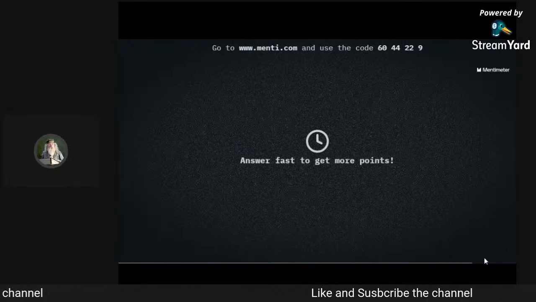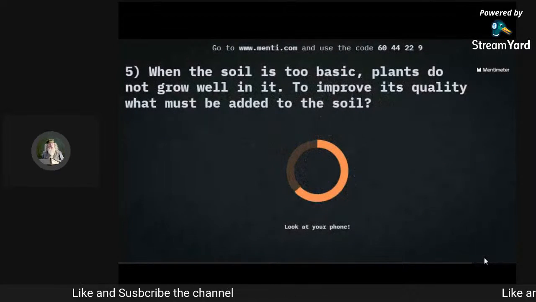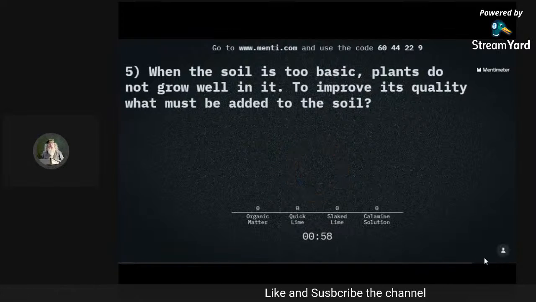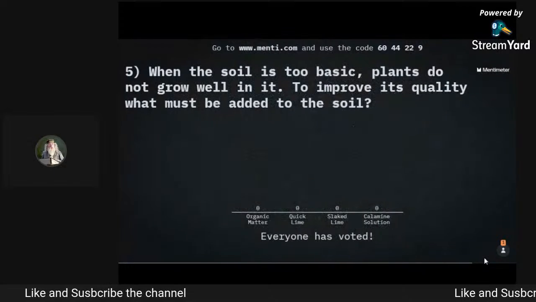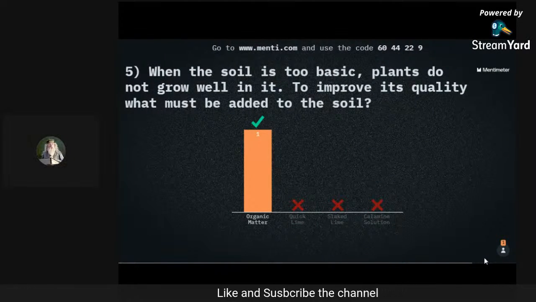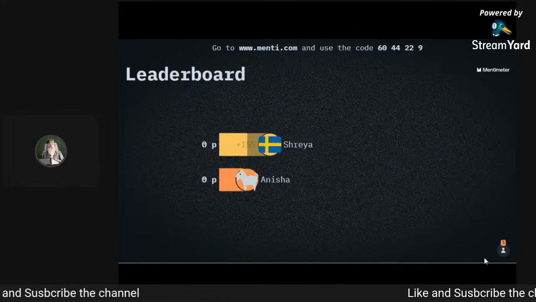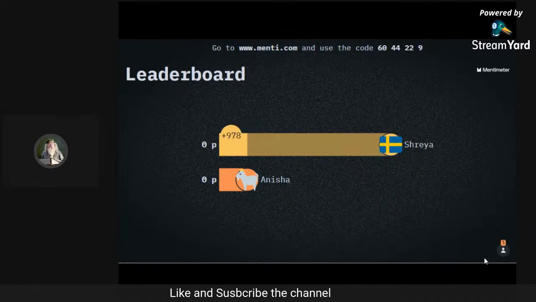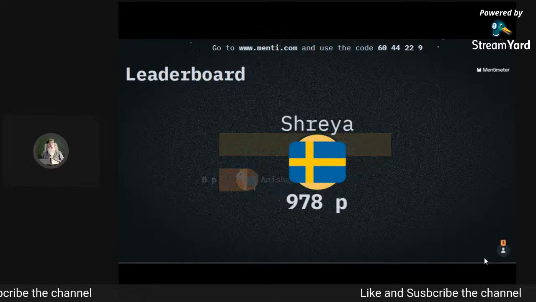So last question for today. When the soil is too basic, plants do not grow well in it. To improve its quality, what must be added to the soil? Yes, good. Correct answer is organic matter. You have to add organic matter to the soil to improve its fertility. Shreya answered and is on the first position. Good, good.